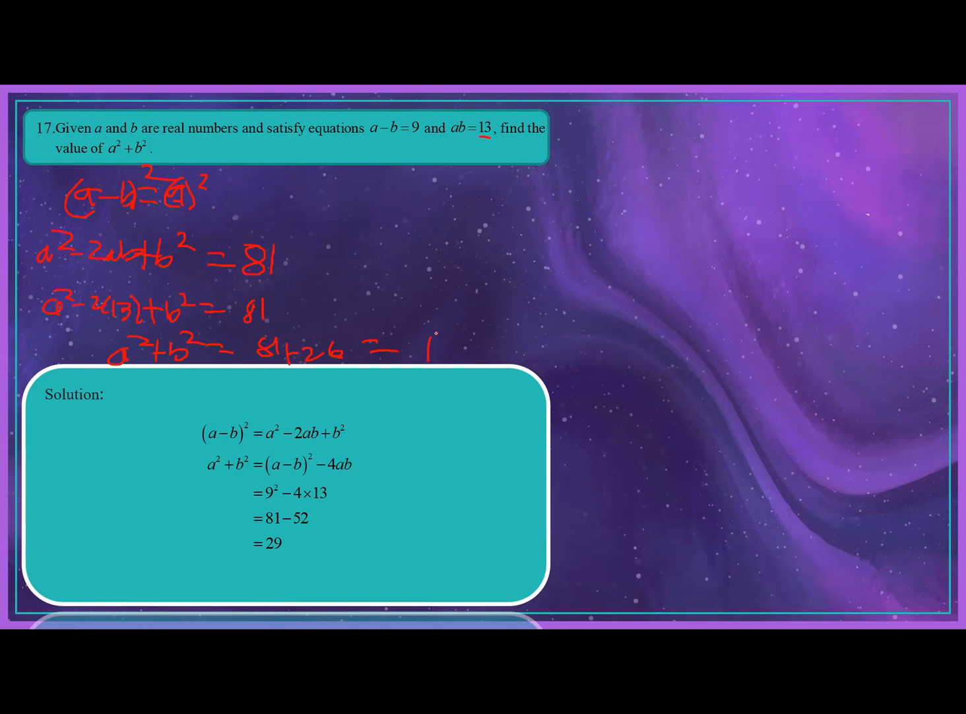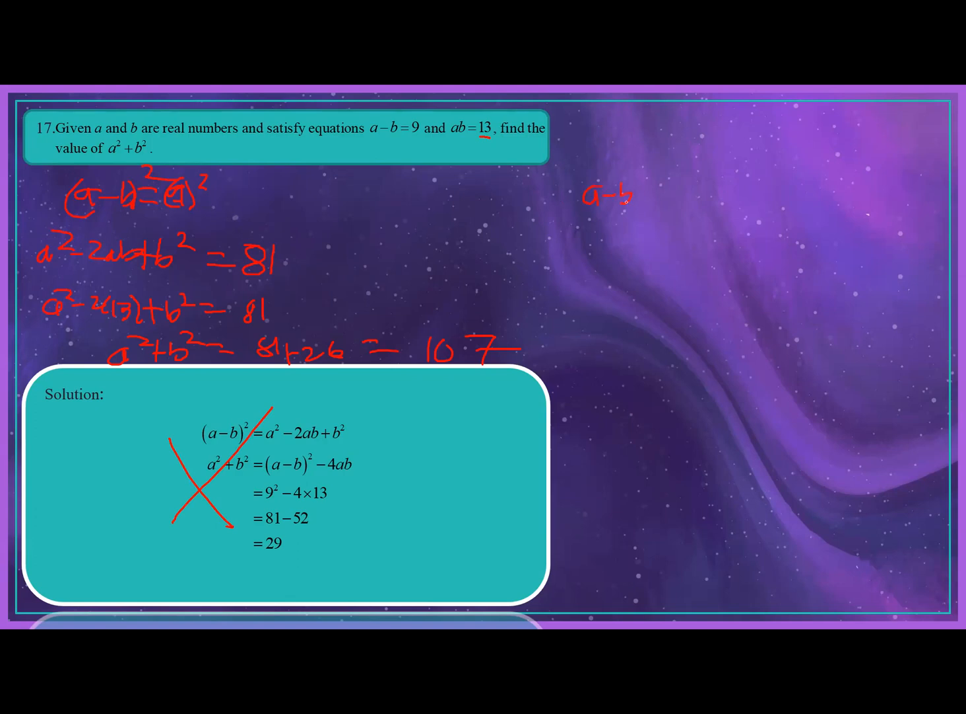So a squared plus b squared equals 81 plus 26, which is 107. Wait, disregard this equation in the solution box. Let me check again if it is correct.